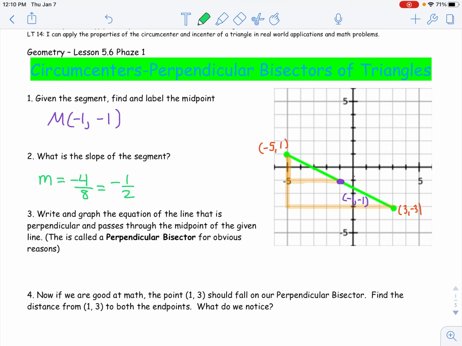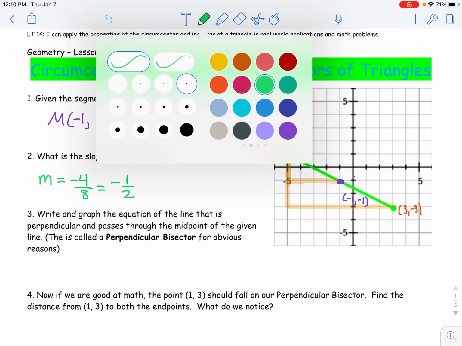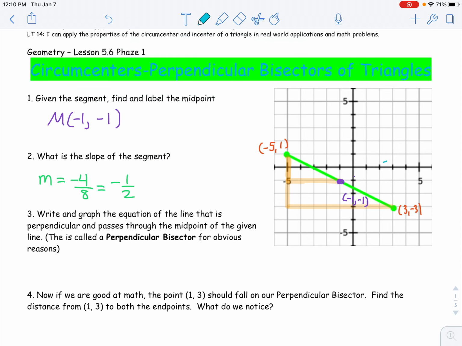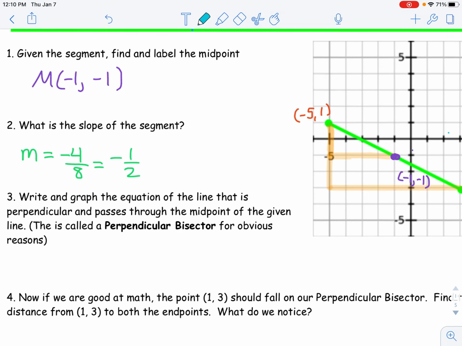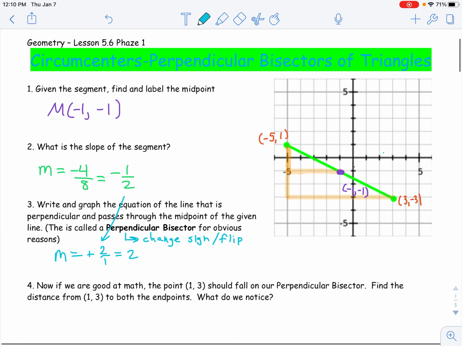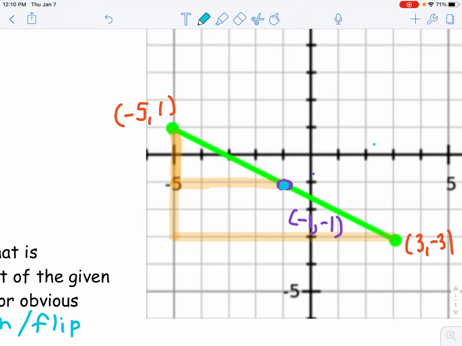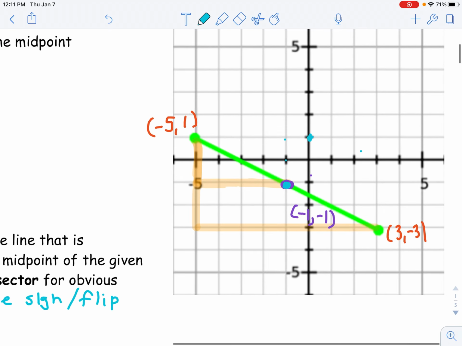All right, so we're gonna write and graph the equation of the line that is perpendicular and passes through the midpoint of the given line. Well, we need to be perpendicular to this green line. My new slope, remember, perpendicular, you're going to change sign and flip. We need an opposite reciprocal. So now I'm going to have positive because I'm going to take 1/2, make it positive, and then flip it, 2/1. So positive 2/1 can simply be written as 2. So from this midpoint, boom, I'm going to go up 2/1.